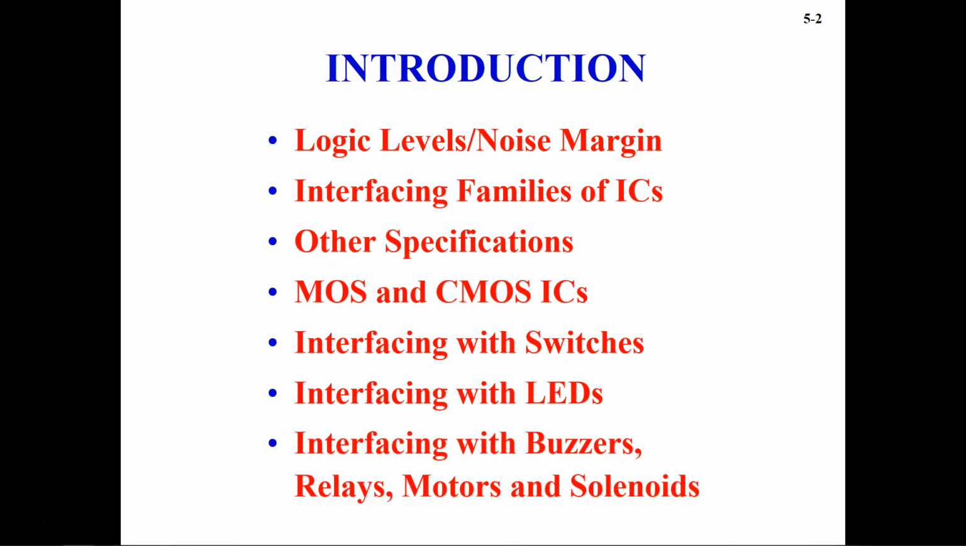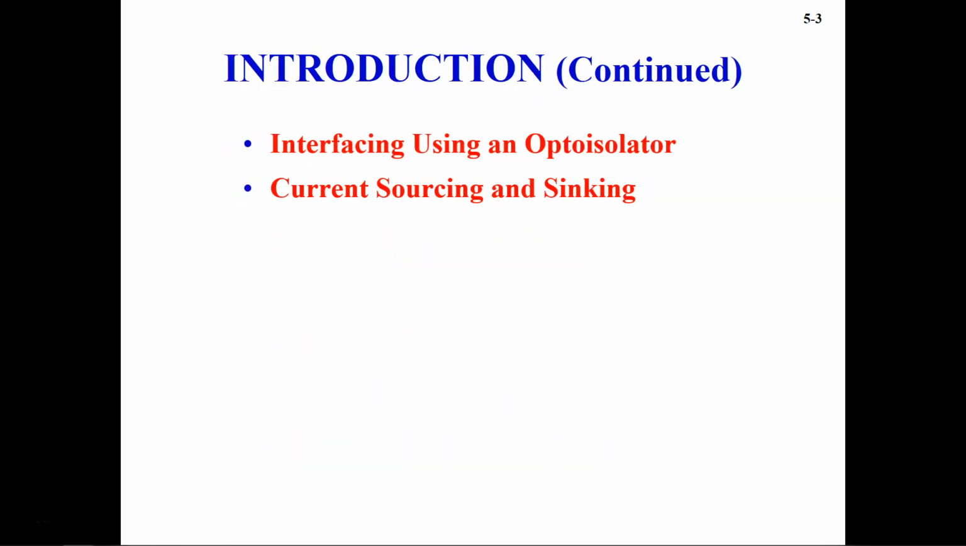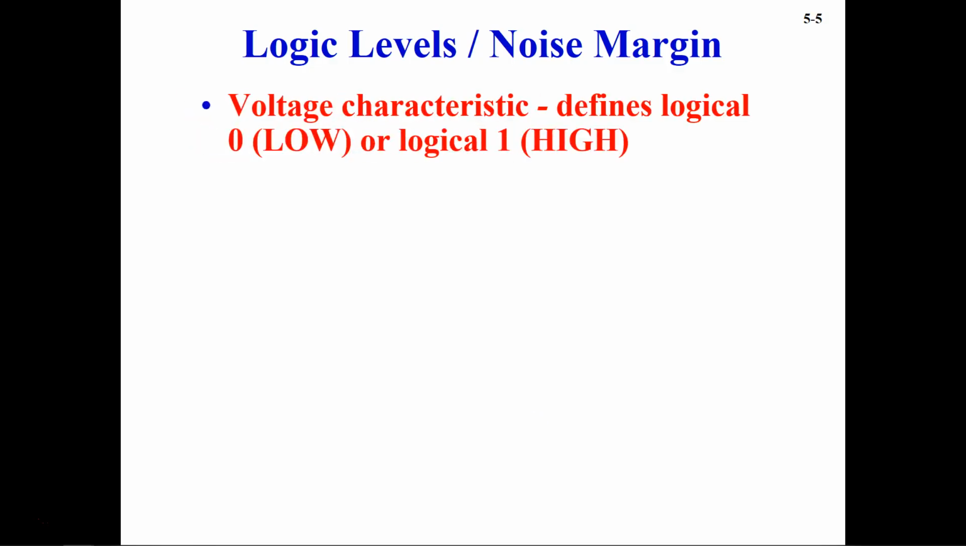These are the topics which we will be covering in this lecture. We will be covering logic levels, noise margin, and then interfacing families of ICs, other specifications, MOS and CMOS ICs, interfacing with switches, interfacing with LEDs, interfacing with buzzers, relays, motors, and solenoids. And then we'll be covering interfacing using an opto isolator, and then current sourcing and sinking. So let's start with logic levels and noise margin.